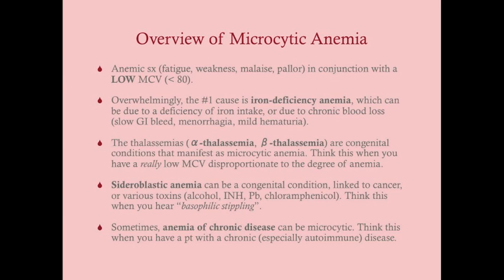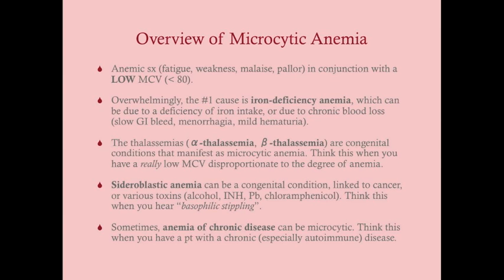So overwhelmingly, the number one cause of microcytic anemia is iron-deficiency anemia. Iron is needed to make hemoglobin. If you don't have iron, you don't have hemoglobin. You can't fill up your red blood cells. And so this can be due to a deficiency of iron intake. It can be due to chronic blood loss. Where do you have chronic blood loss? Slow GI bleed, like a bleeding ulcer. Menorrhagia or mild hematuria. So number one cause, iron deficiency anemia.